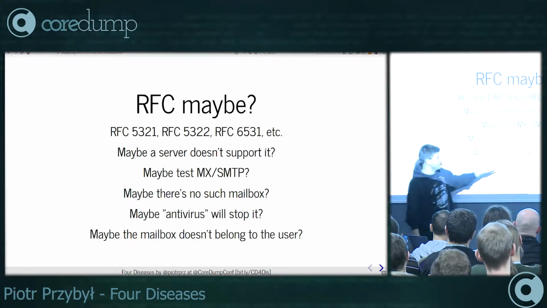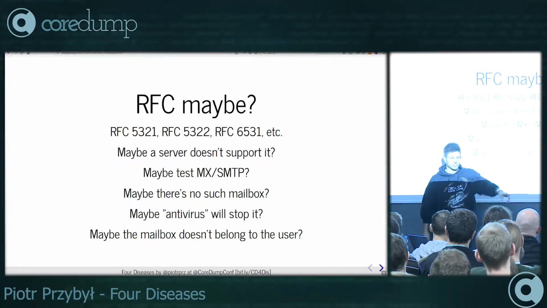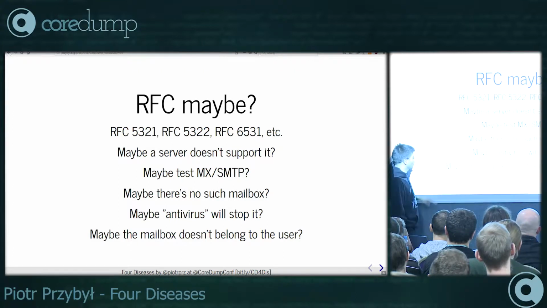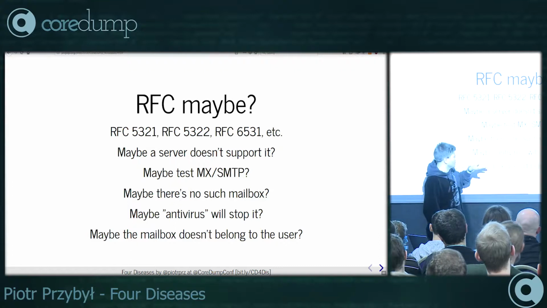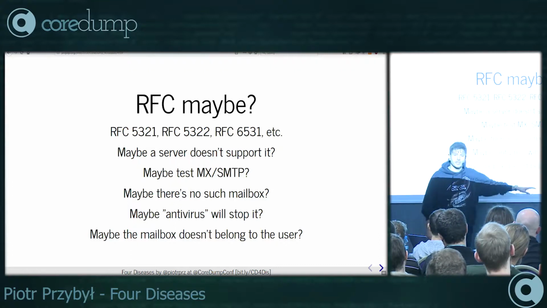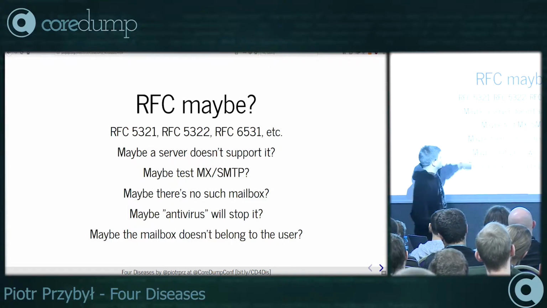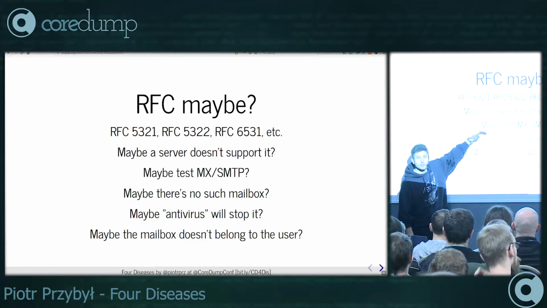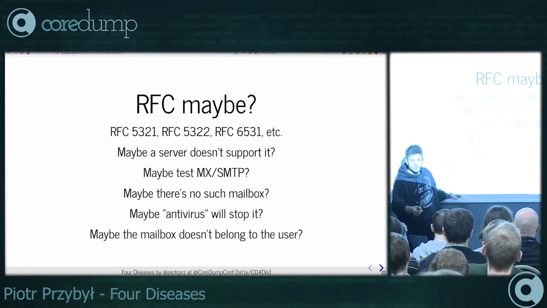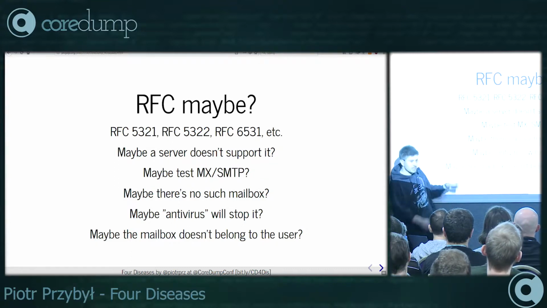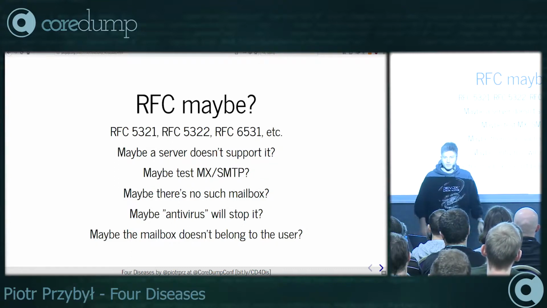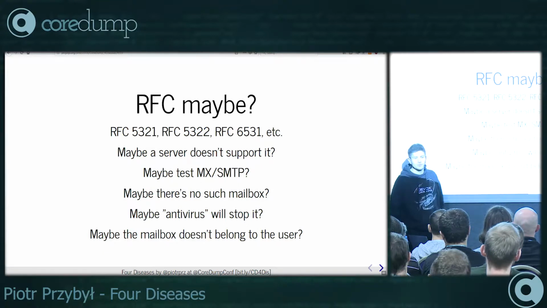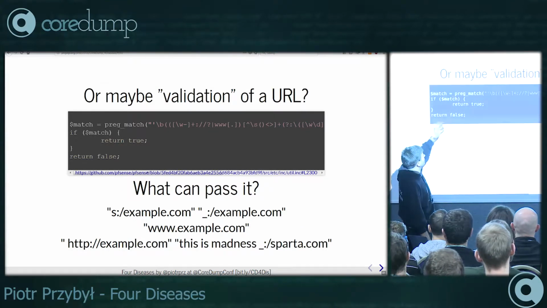Or maybe the antivirus will stop it. You bloody spam sender. Or maybe the mailbox exists, it won't stop it, but it belongs to somebody else actually. So the SMTP test will pass, but still you, being Joe Kowalski, won't receive it, because you made a typo, Join Kowalski. So, yeah, that's another validation.